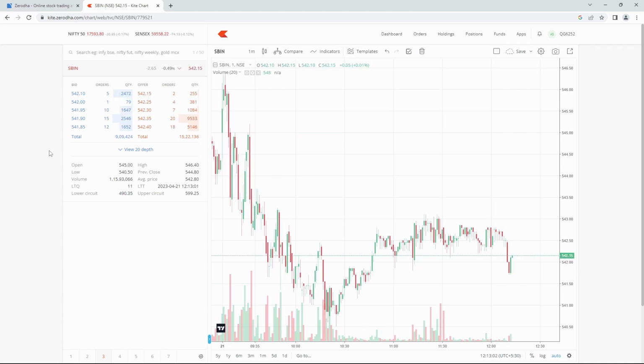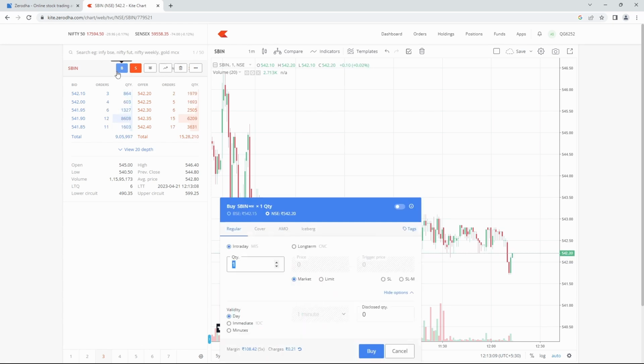Now that we have understood how we can add the instrument and how we can analyze it, we will try to understand how we can buy it. On clicking this blue B button, you will be able to open the buy window, and over here you will be able to see multiple options. As you can see, the instrument details are over here, and by default the quantity is one. You are placing a regular order.